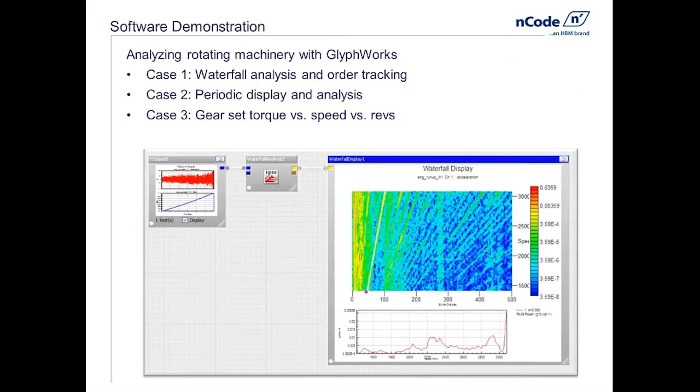So, three things we're going to look at now inside GlyphWorks. First off, waterfall analysis, order tracking. That's the picture you see on the screen. Second, we'll look at periodic displays, both constant and variable speed. And lastly, we'll look at something with a more durability bent to it, and that is looking at gear set torque versus speed versus revs. What I mean by this is understanding how many cycles at given torques and speed levels does a transmission experience.